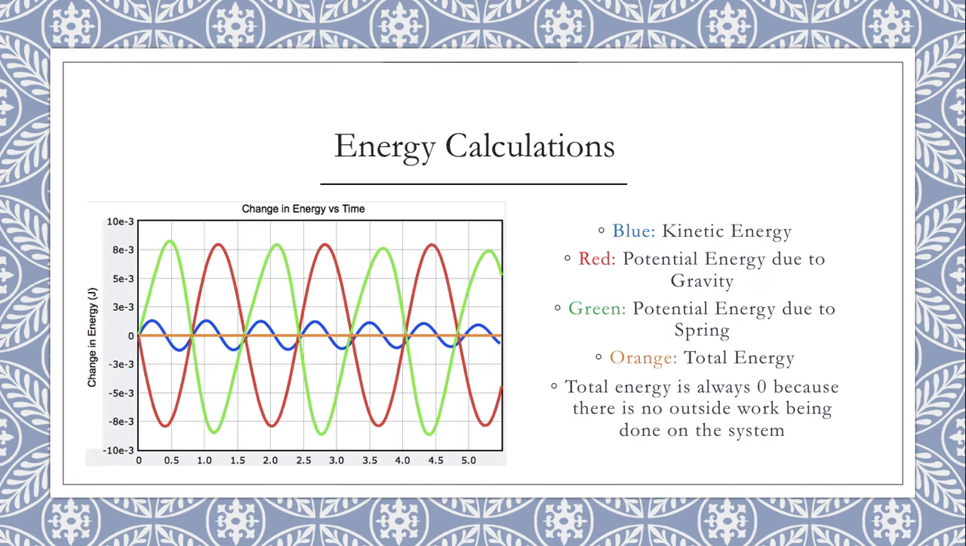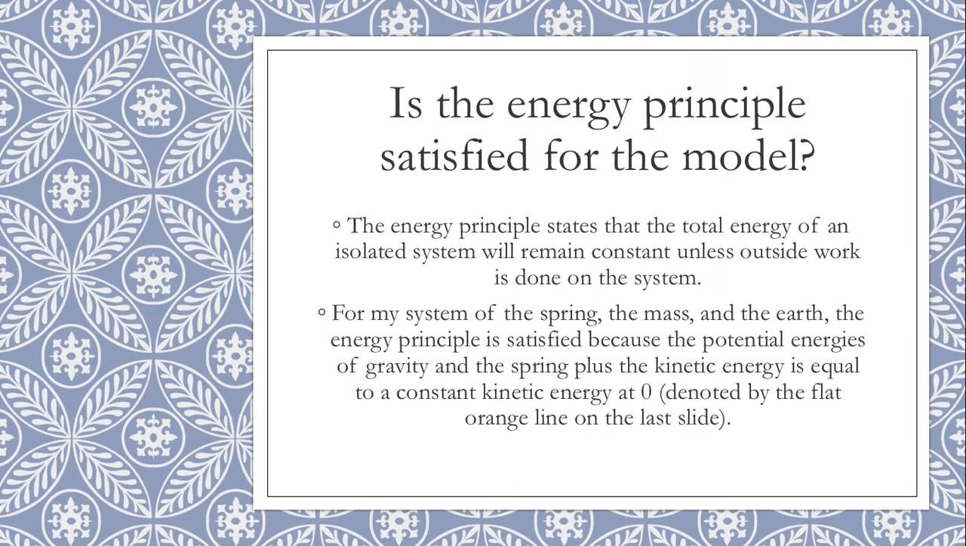As you can see, denoted by the orange line, the total energy change is always 0 because there's no outside work being done on the system. This means that our energy principle is satisfied. Since there's no work being done on the system, the change in energy is equal to zero, and we can say that the total energy, which is the kinetic energy plus the potential energy, is constant.